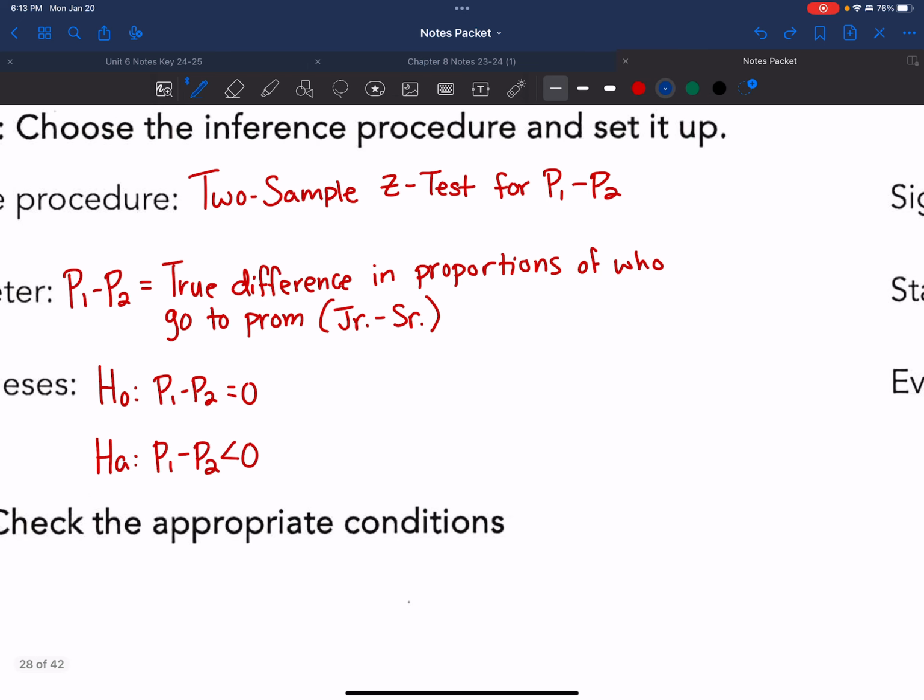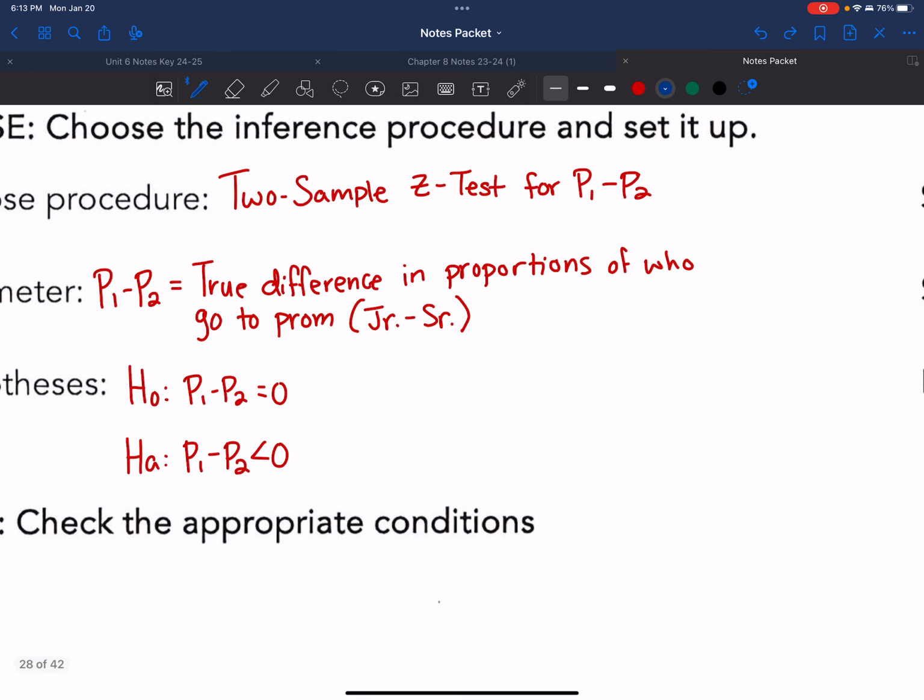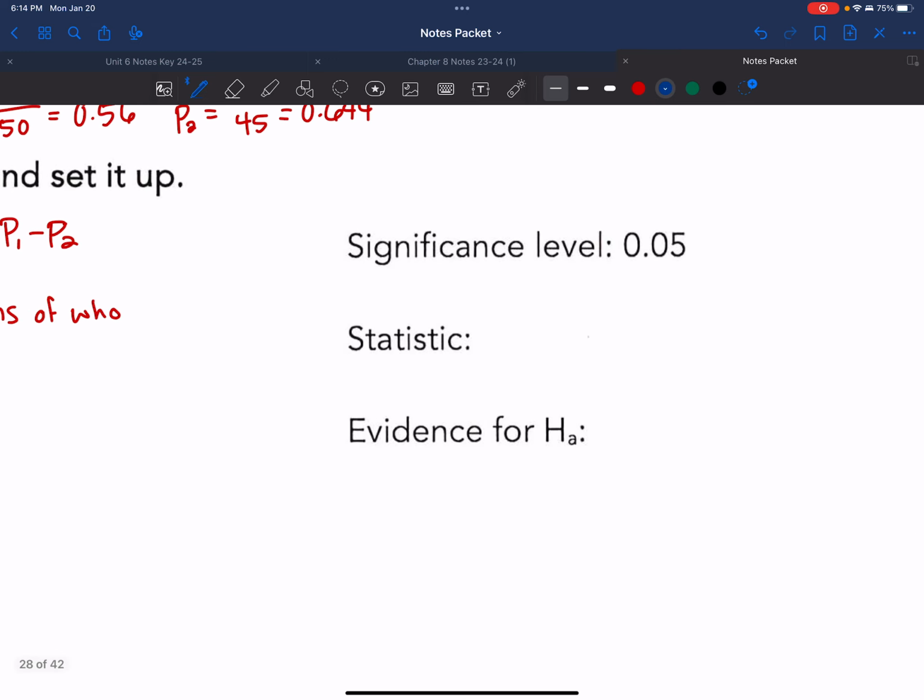Another way that you might see these hypotheses written, some textbooks, some writings might have it as, instead of p1 minus p2 equals 0, they might move this p2 over, right? And it becomes p1 is equal to p2. Same with the alternative. You might see it as p1 is less than p2. All right, significance level, already at 0.05.